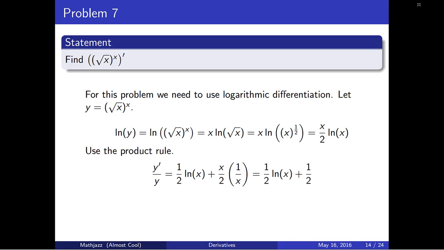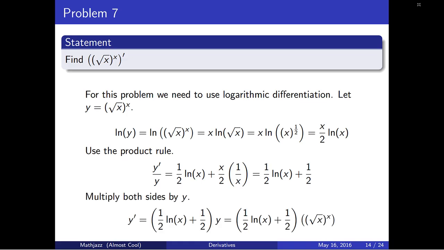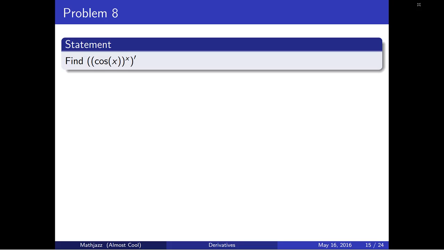We take the derivative of both sides using the product rule on the right side. That gives us y prime over y equals 1/2 natural log of x plus 1/2. We multiply both sides by y, getting y prime equals the quantity 1/2 natural log of x plus 1/2 times the square root of x to the x power. It's not so bad.